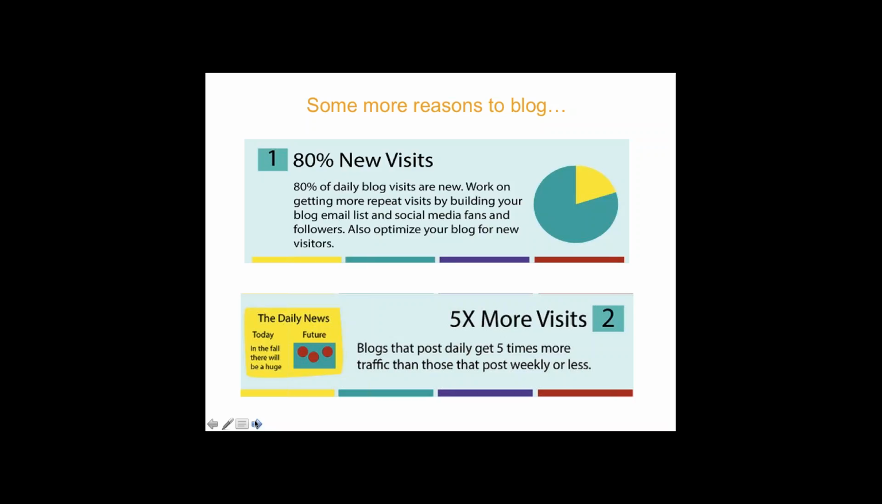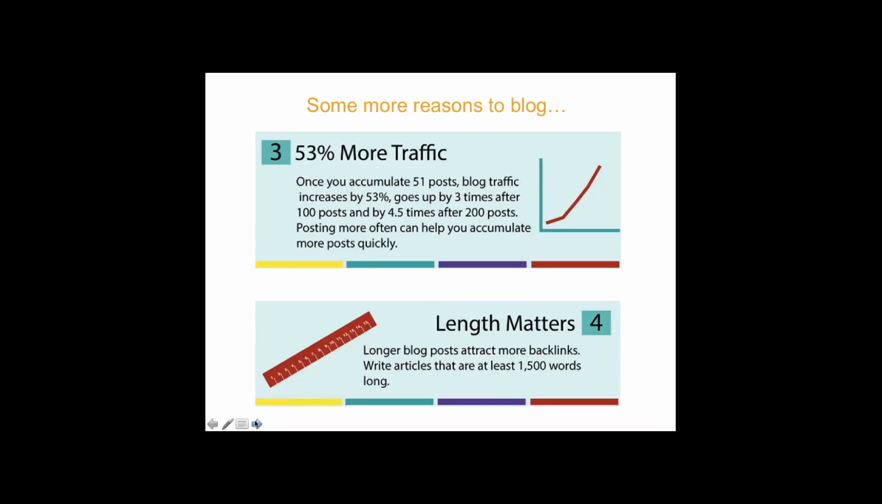Once you accumulate blog posts, your blog traffic increases by 53%. It goes up by 3 times after 100 posts and by 4.5 times after 200 posts. Posting more often can help you accumulate more posts quickly. Just to reiterate the previous slide, yes, you blog more often, blog, blog, blog, and you will have more traffic to your website, more traffic to your blog, garnering more support and volunteers to your cause or to your campaign or to the work that you are doing.